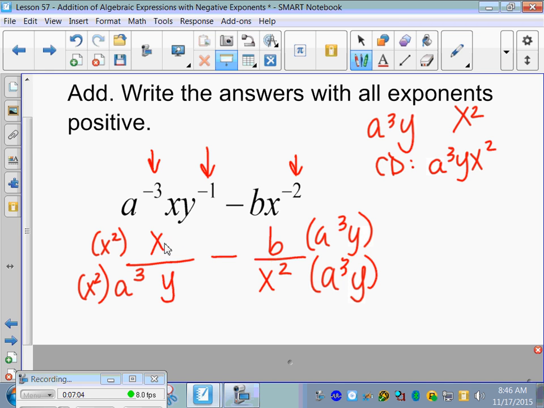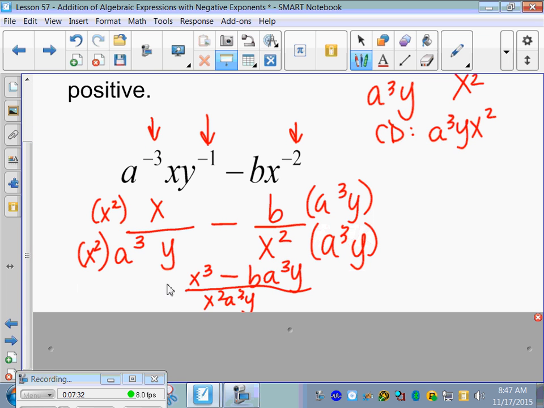So I'm going to go through and multiply x squared times x is x cubed minus, because of the subtraction sign, b a cubed y. Just multiply those guys together. Always put it over our common denominator. Some people do the math right and they forget to put it over the common denominator. Well, that was the whole point, right? So don't forget about that. X squared a cubed y. And that is our final answer there.